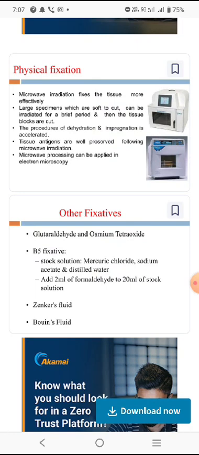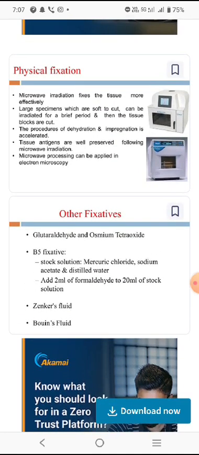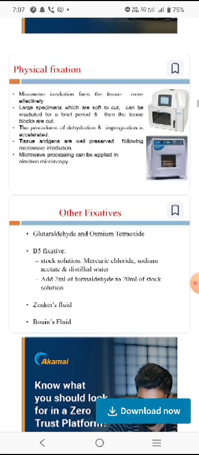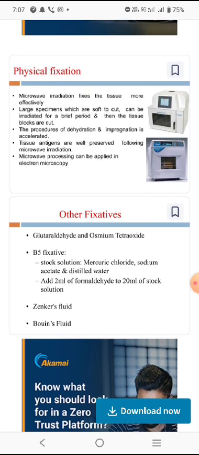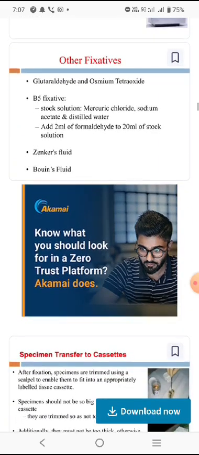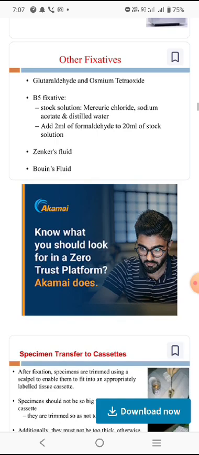Physical fixation. Microwave irradiation fixes the tissue more effectively. Large soft specimens can be irradiated for a brief period, then the tissue blocks are cut. The procedures of dehydration and impregnation are accelerated. Tissue antigens are well preserved following microwave irradiation. Microwave processing can be applied in electron microscopy. Other fixatives: glutaraldehyde and osmium tetroxide.